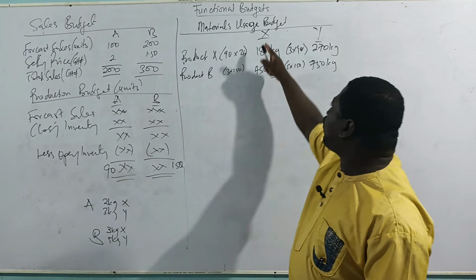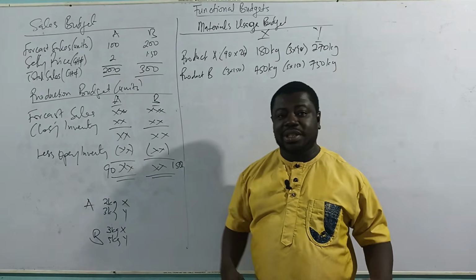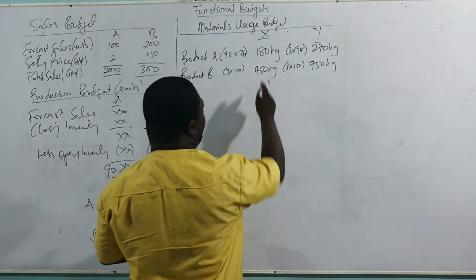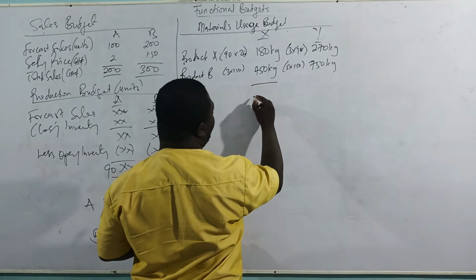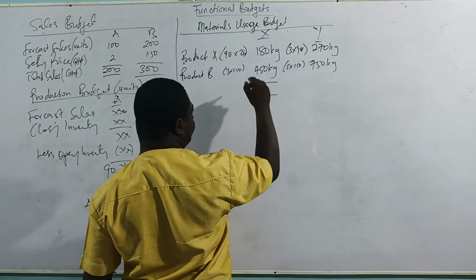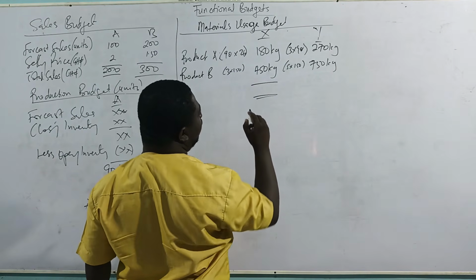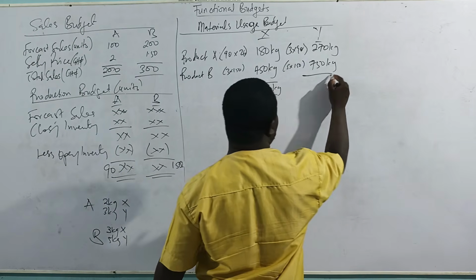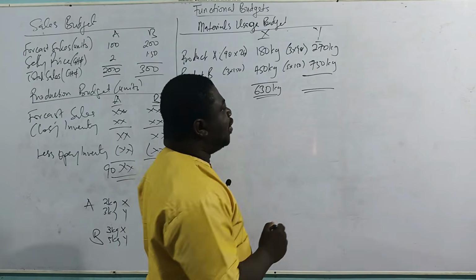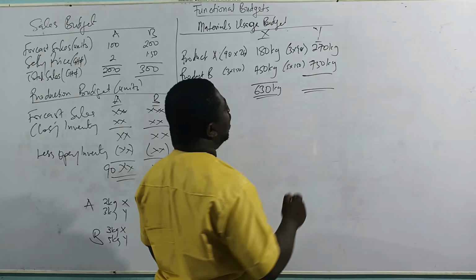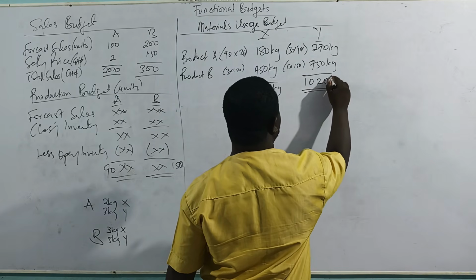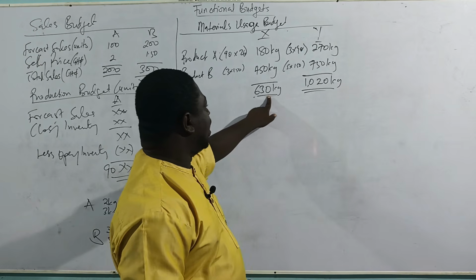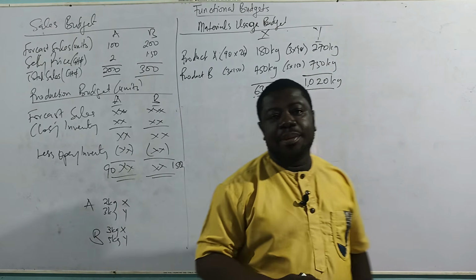B or whatever. The focus is on the total quantity of materials that will be used for the entire production. Therefore, we now add 180 to 450, and that gives us 630 kg. And then for material Y, 270 plus 750 gives us 1020 kg. So ladies and gentlemen, we are done preparing the material usage budget.